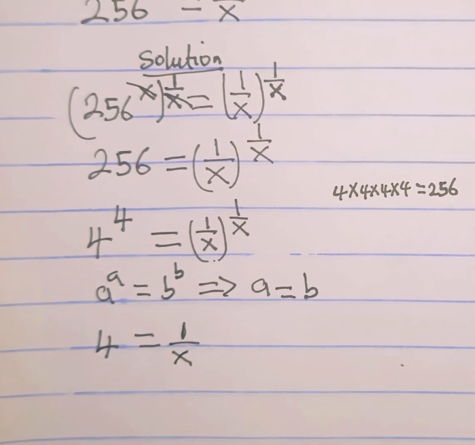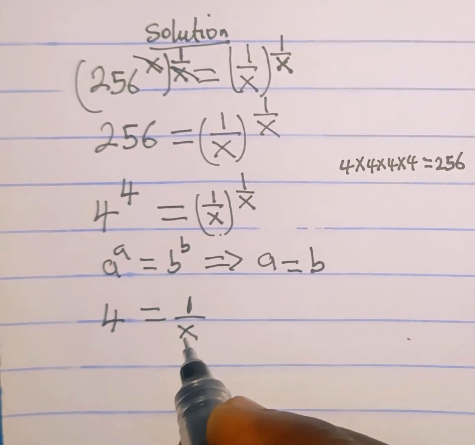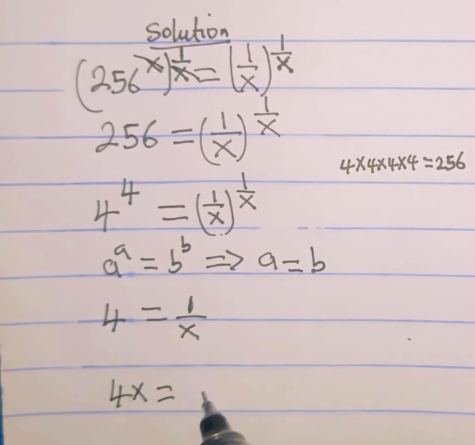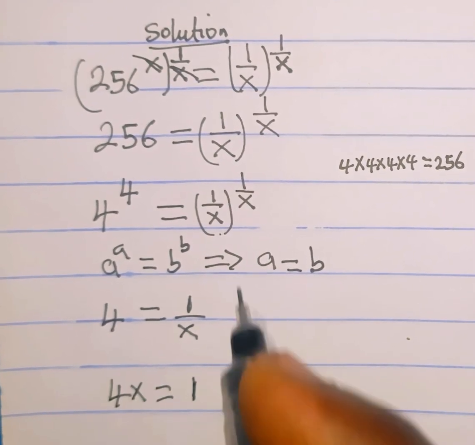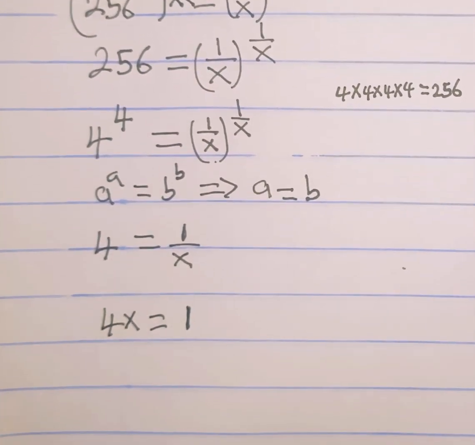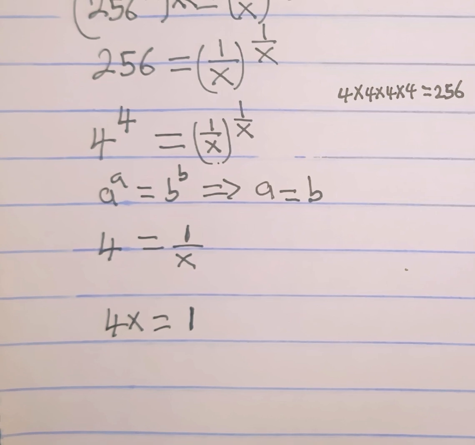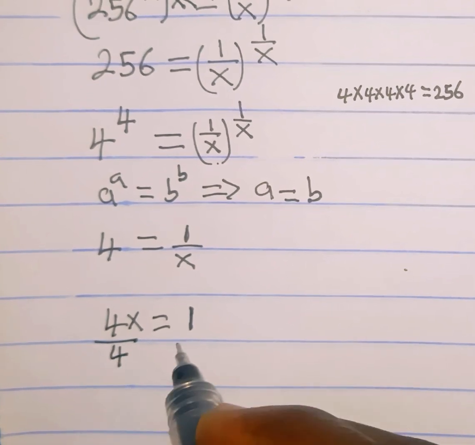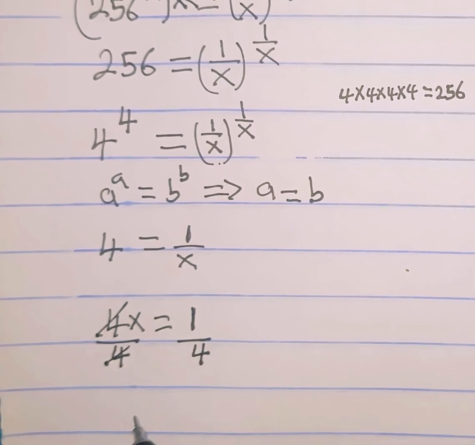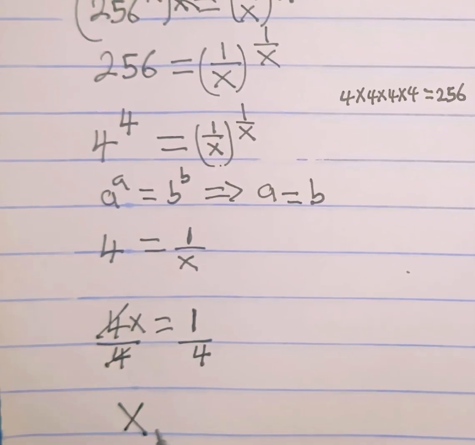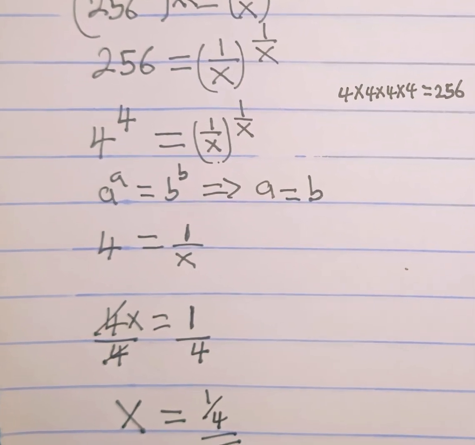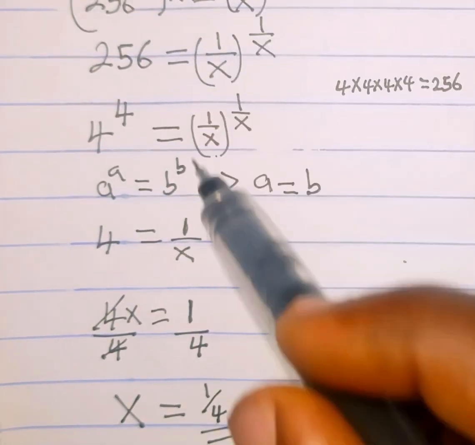So the next thing we're going to do is to cross multiply. x multiplied by 4 is going to give us 4x, which is the same as just 1, because there's nothing in the denominator here, so we just write this 1. Now to get the value of x, we are going to divide both sides by the coefficient of x, which is 4. So we divide the left hand side by 4 and also the right hand side by 4, so that this 4 is going to cancel this 4. On the left hand side, we are left with just x, which is the same as 1 over 4. So therefore, 1 over 4 is the value of x that satisfies this equation.